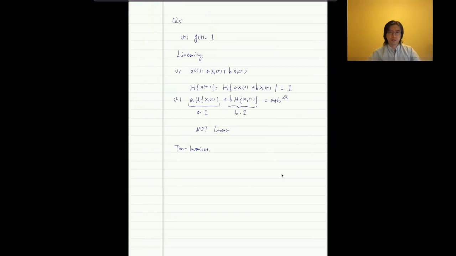Now let's see whether the system is time invariant. The first one is to verify y(t minus tau), which equals 1, because y(t) is always 1. The second is to shift x by tau and pass it through the system. Clearly, this is also 1, because no matter what the input is, the output is 1. Therefore, it is time invariant. So this is the first question.